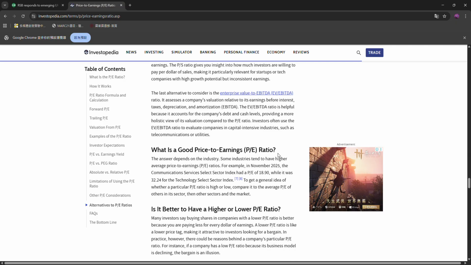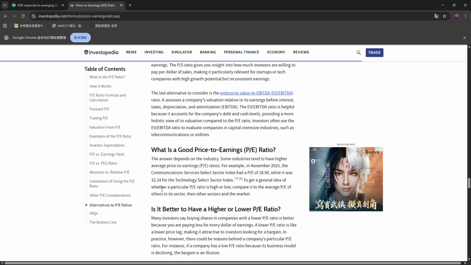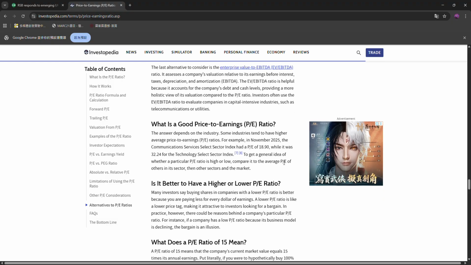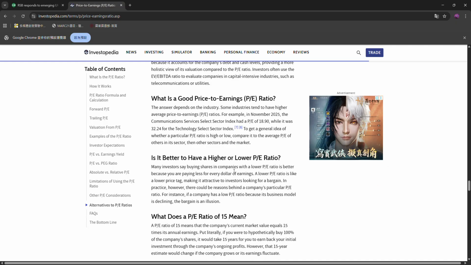What is a good price to earnings PE ratio? The answer depends on the industry. Some industries tend to have a higher average price to earnings ratio. For example, in November 2025, the communications services select sector index has a PE of 18.90, while it was 32.24 for the technology select index. To get a general idea of whether a particular PE ratio is high or low, compare it to the average PE in its sector, then the overall market.